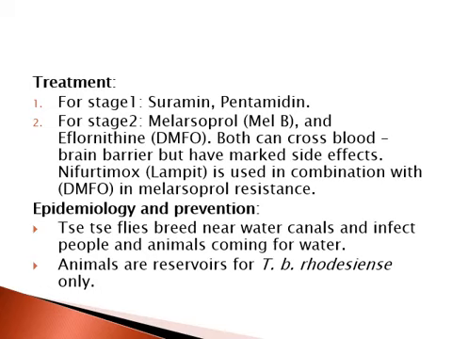Concerning epidemiology and prevention, it is mainly concerned with tsetse fly control. They breed near the water canals and infect people and animals coming for water. Animals are reservoirs for Trypanosoma brucei rhodesiense only. They say that tsetse flies only bite moving objects which have dark colors, like the animals or the natives of the region. So if we cover them with paler colors like green or khaki, the flies won't see them and won't bite them.